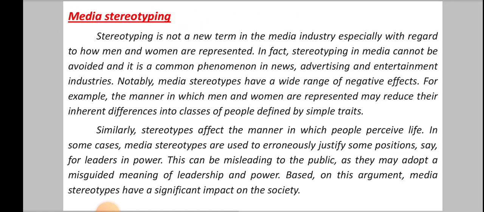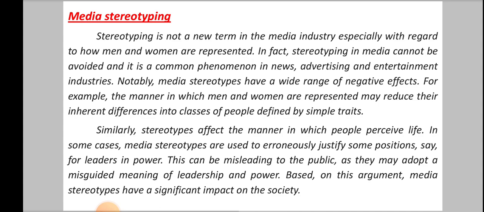Media stereotyping. Stereotyping is not a new term in the media industry, especially with regard to how men and women are represented. In fact, stereotyping in media cannot be avoided and it is a common phenomenon in news, advertising, and entertainment industries. Notably, media stereotypes have a wide range of negative effects.